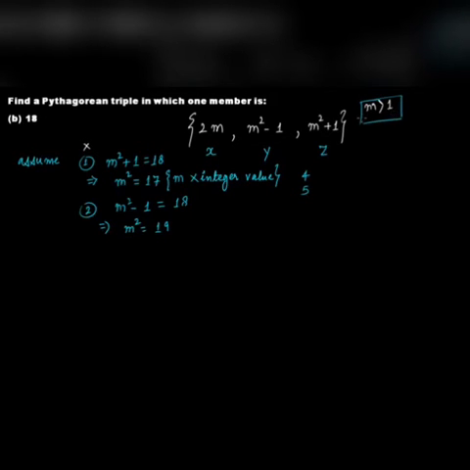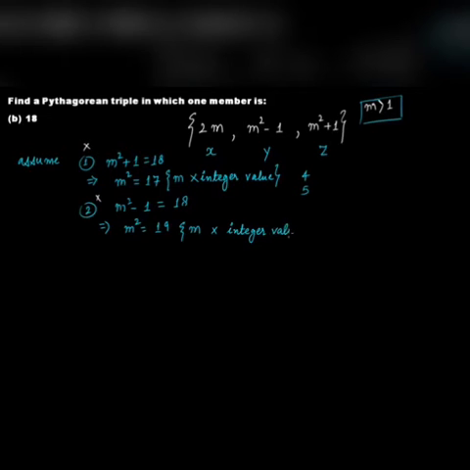Okay, so m squared is equal to 19. When you put m is equal to 4, you get 16, not equal to 19. When you put m is equal to 5, you get 25, not equal to 19. It means that again this assumption is wrong, because again here you do not get the value of m as an integer value.